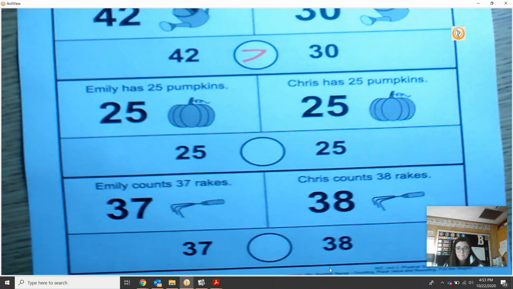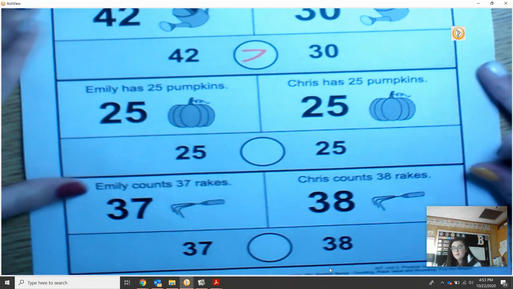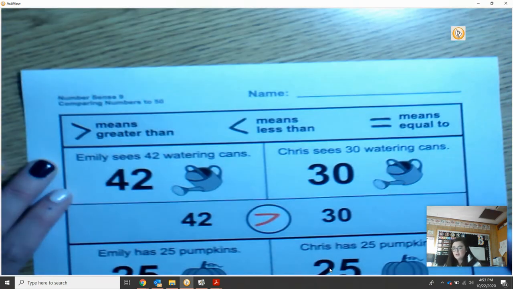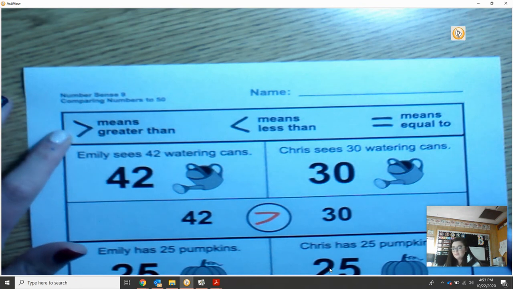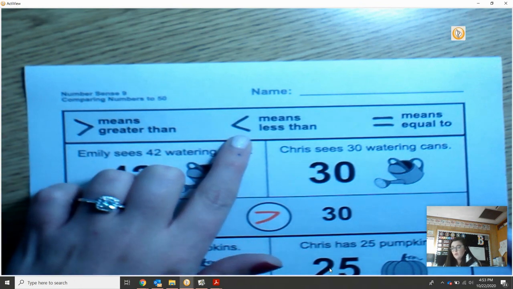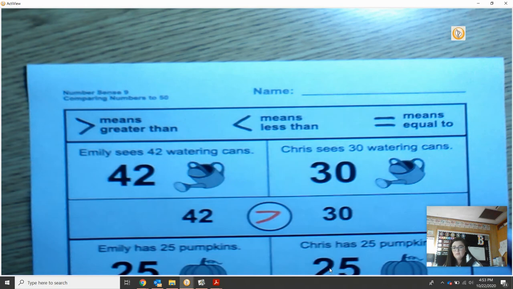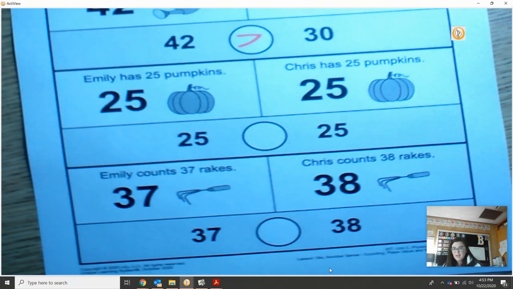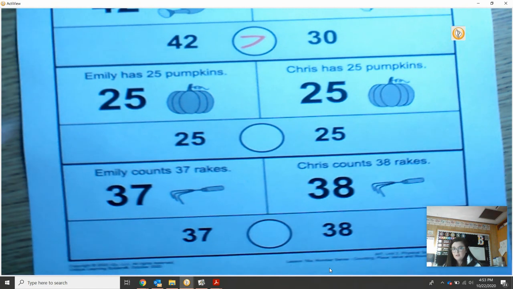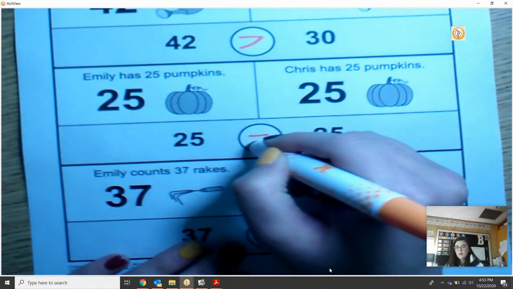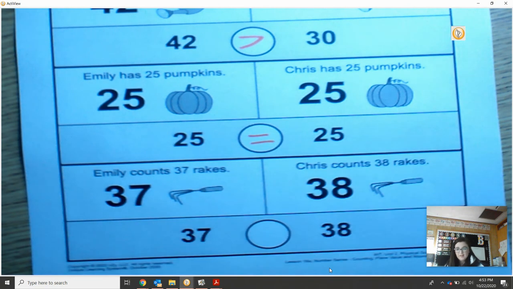So what do we put there? Remember, we have our options at the top of our page. We can use greater than, less than, or equal to. Which one do we use if 25 and 25 are the same number? We use an equal sign. So you're just going to do two lines, one over top of the other. And that is how you do greater than, less than, and equal to.